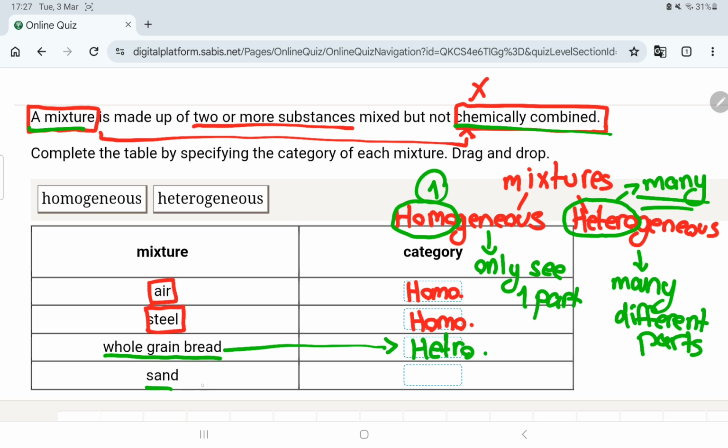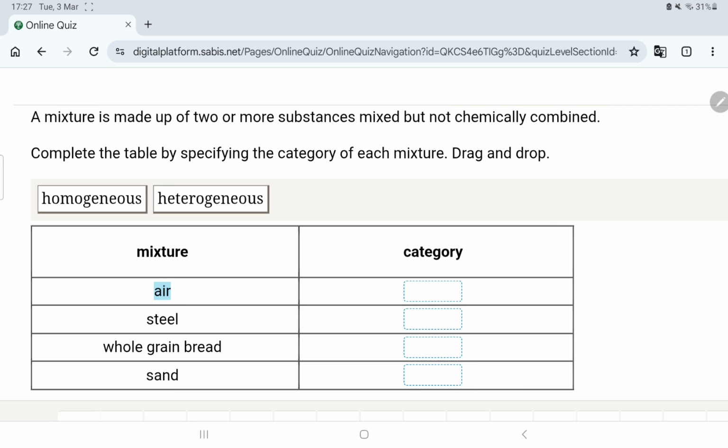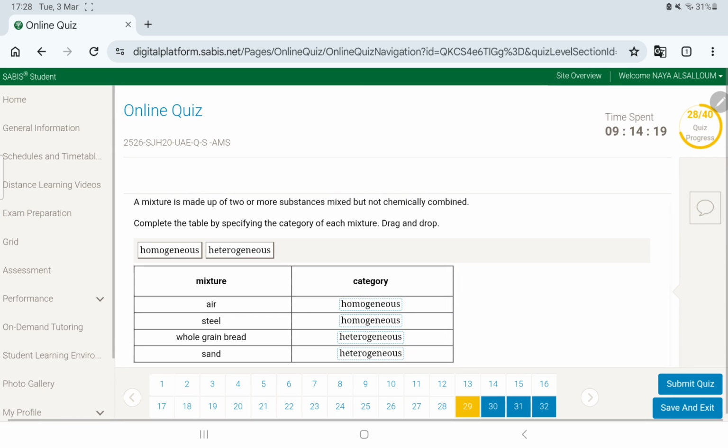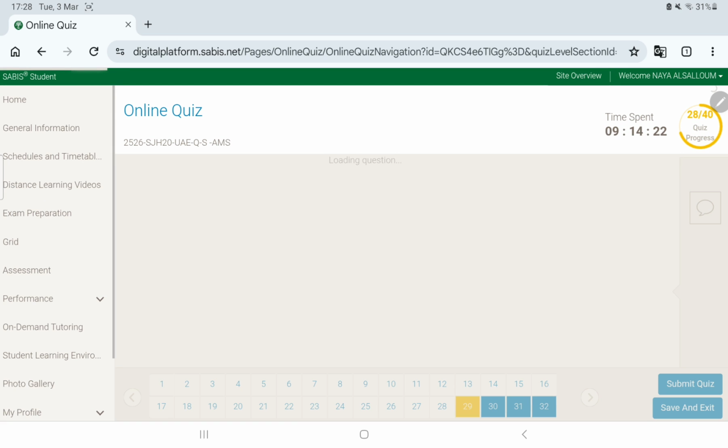And sand. Sand is also heterogeneous. Why? You can see, for example, if there are any insects in the sand, or any twigs in the sand, right? So, once again, air, can you see the different parts? No, homogeneous. Steel, can you see the iron and the carbon and everything? No. Whole grain bread, you can see the different parts of the bread, especially if you slice it open. So, also heterogeneous. Sand, you can see insects, twigs, whatever. So it's also heterogeneous.